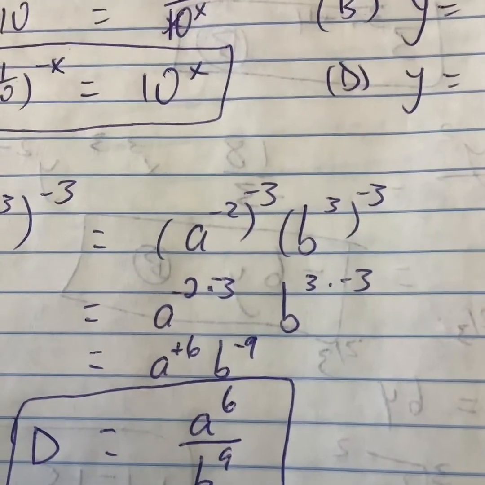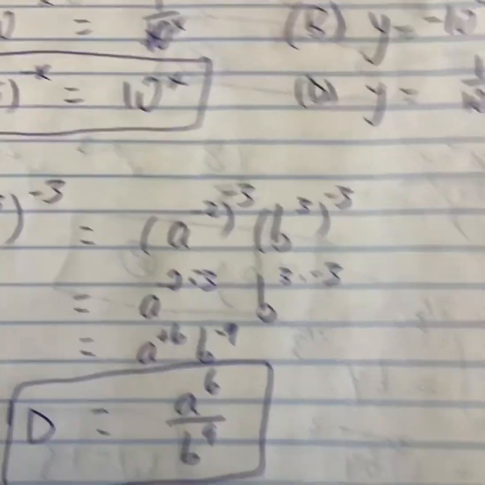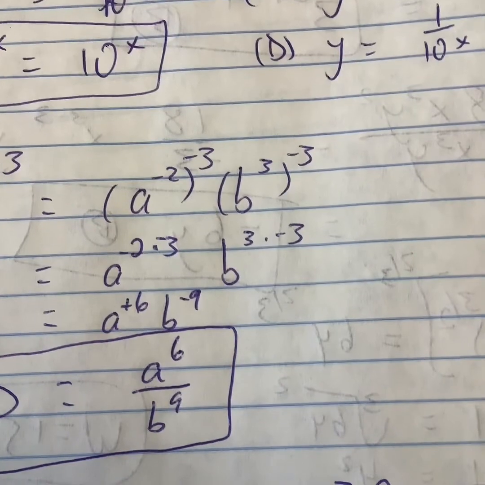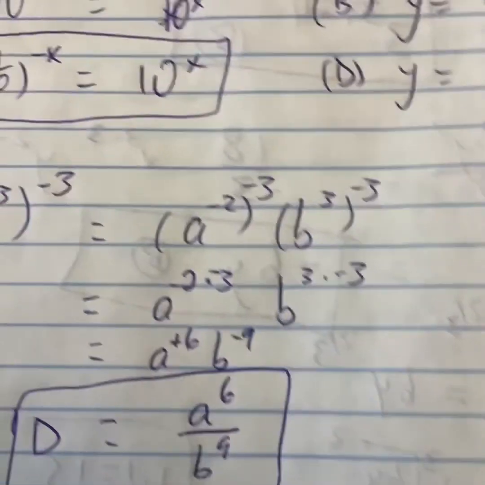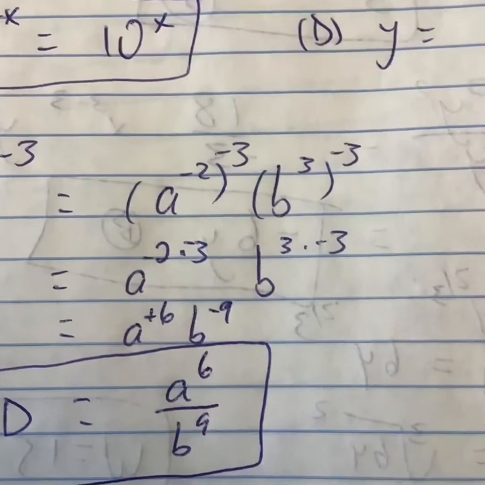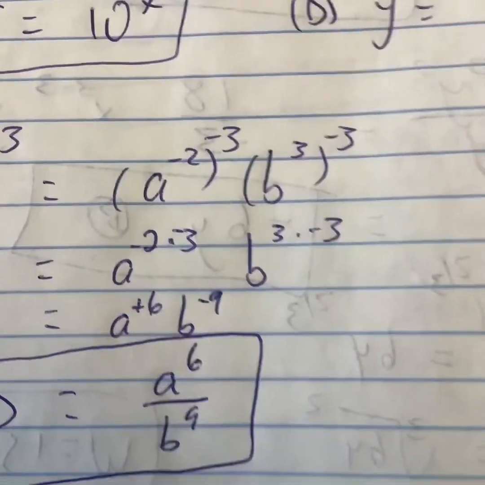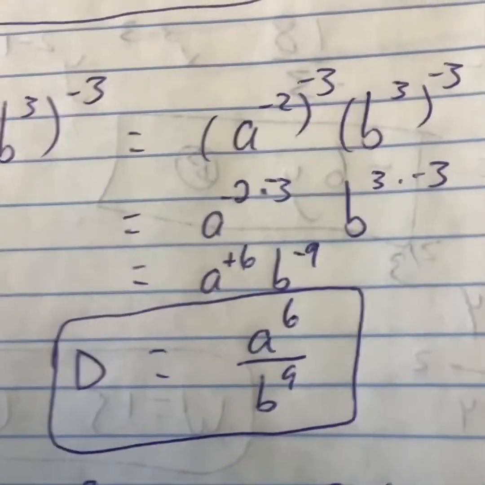When you have a power raised to a power, you multiply. So it's a to the negative 2 times negative 3, and b to the 3 times negative 3. So we get a to the positive 6, b to the negative 9th. So a to the 6 is on top, and b to the 9th is on the bottom because the negative exponent moves it downstairs.